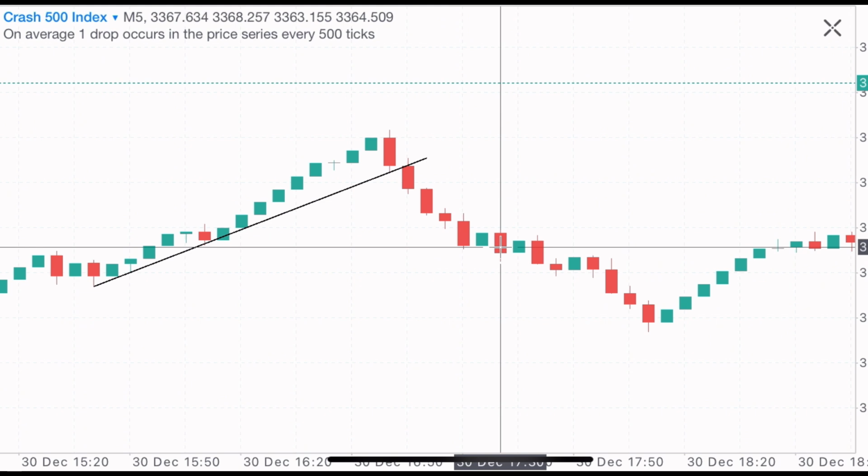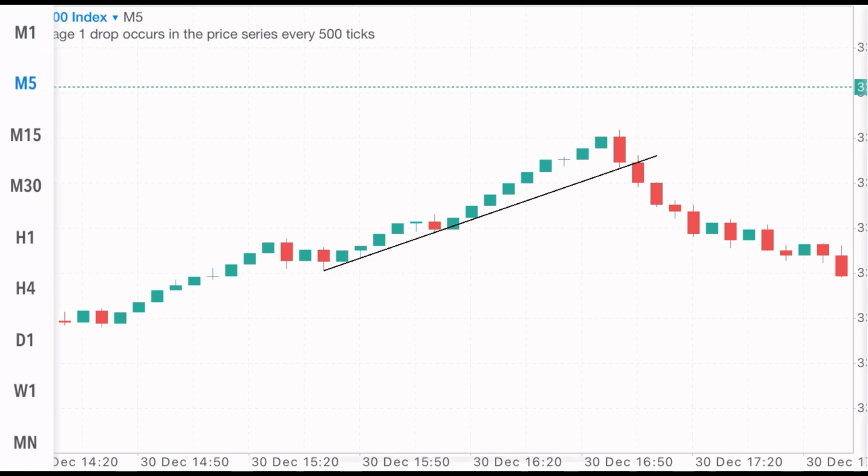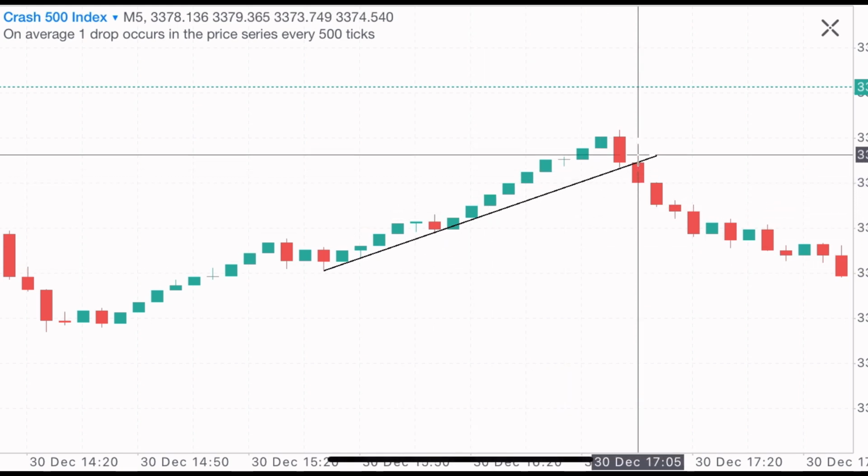So when you're trading on crash 500, crash 300, crash 1000, what you need to look out for is to draw your trend line first. Okay, you need to draw your trend line first. Now we're seeing that this market right here is on a downtrend.